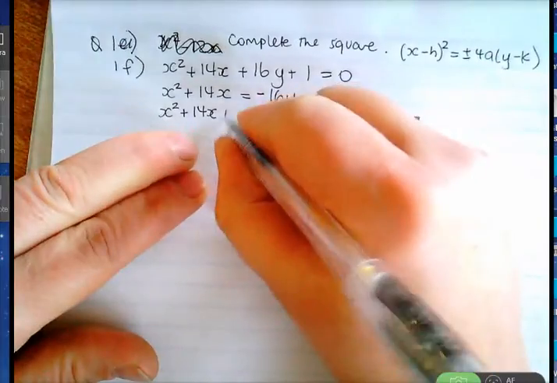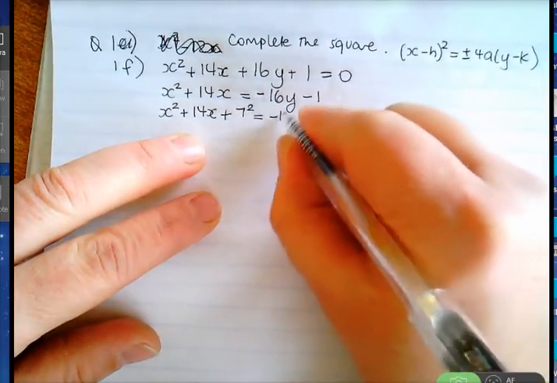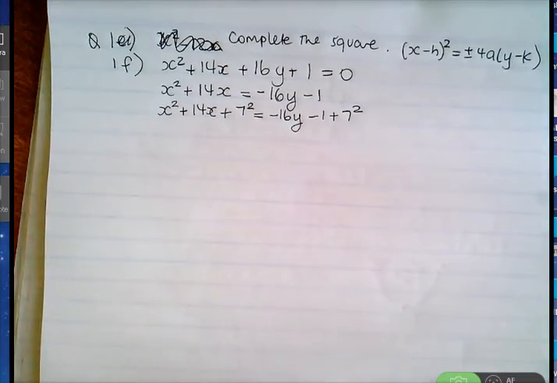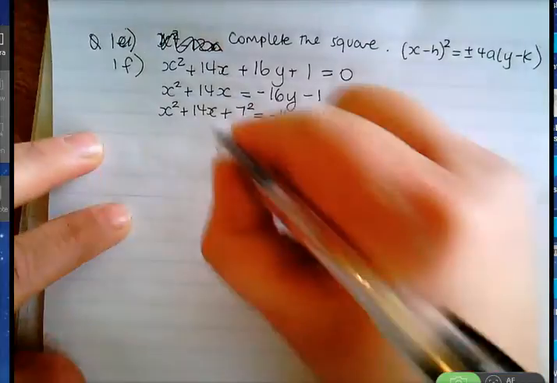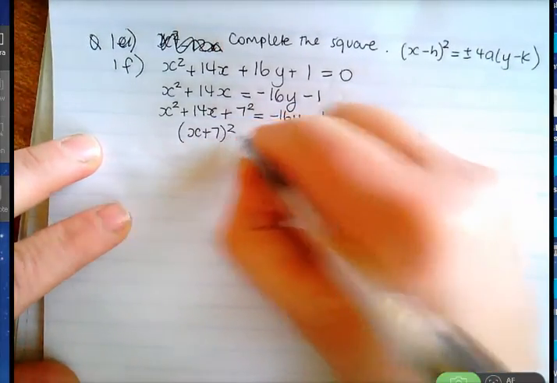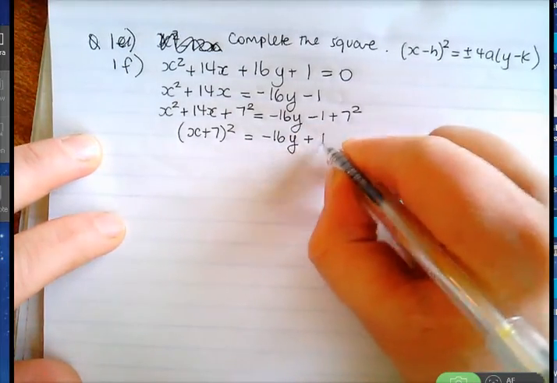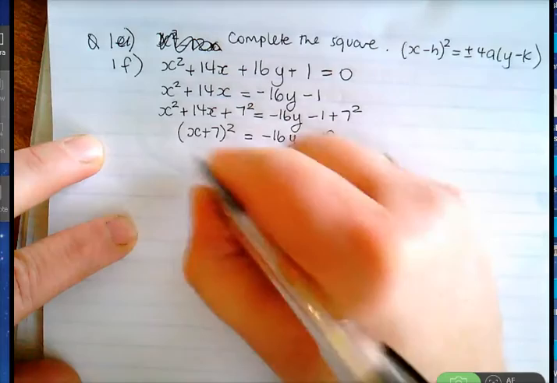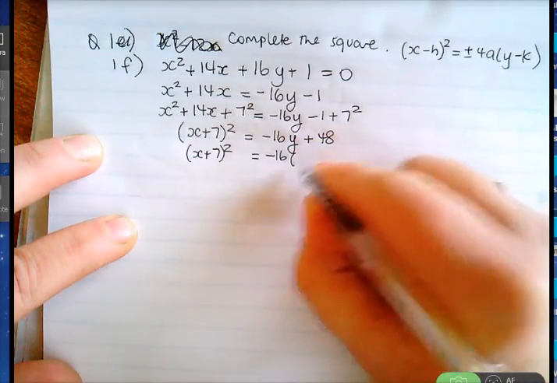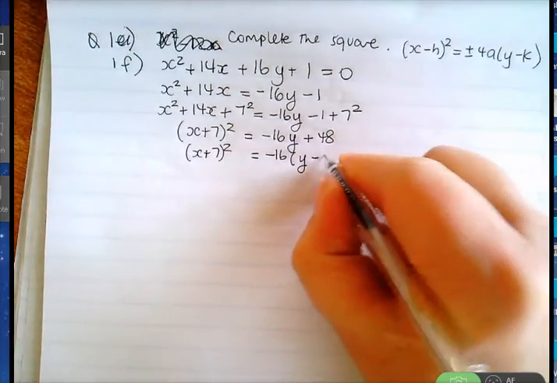So how do I complete the square here? What do I add? 7 squared. So it's minus 16y minus 1. So we're adding 7 squared to both sides, which is 49. So then this becomes what? x plus 7 squared equals minus 16y plus 48. Now, x plus 7 squared equals minus 16. Factorise, and what do you get? Be very careful. y minus 3.